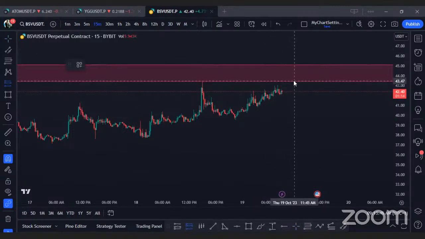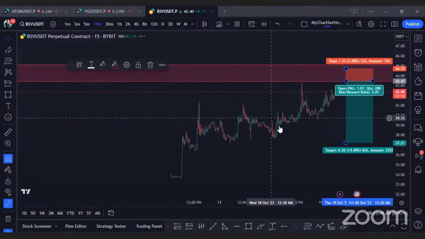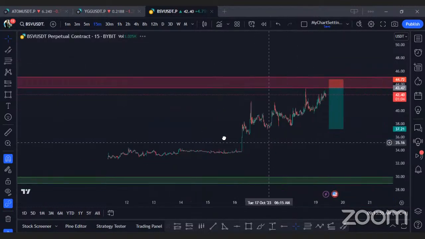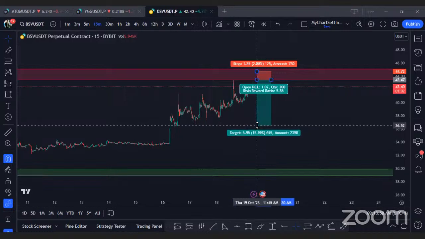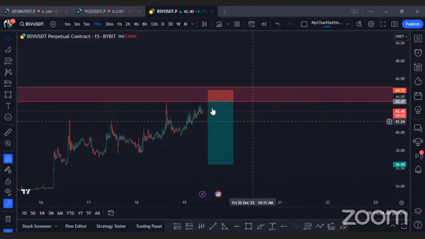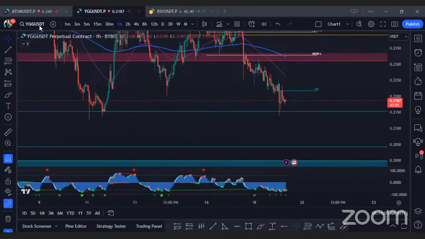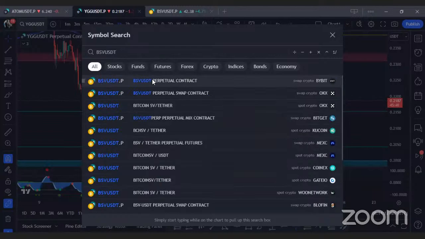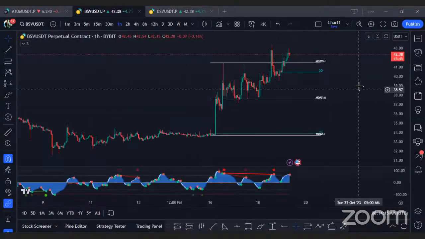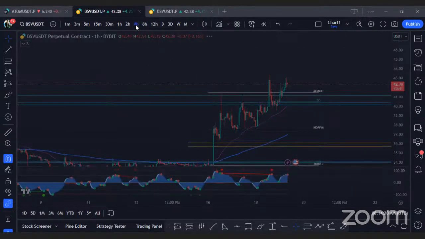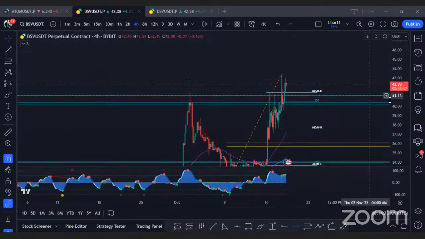Let's set a limit order there at 43. And let me see where our target would be for BSV. It won't be a crime if we target these levels here, guys. For BSV, set a limit order at 43.4 and take a trade there. Let me check the indicator. BSV USDT. $43, set the limit order for BSV at 43 to sell.